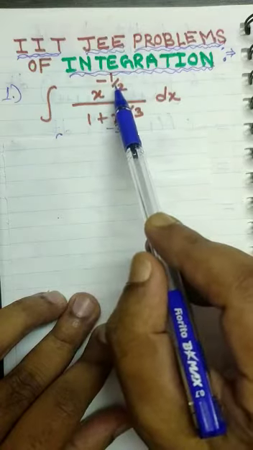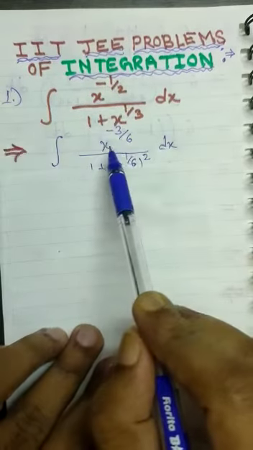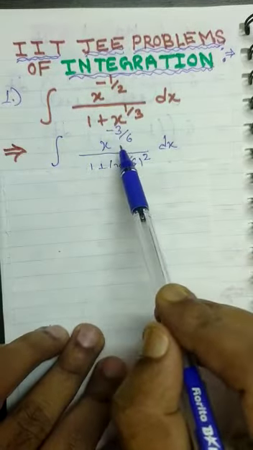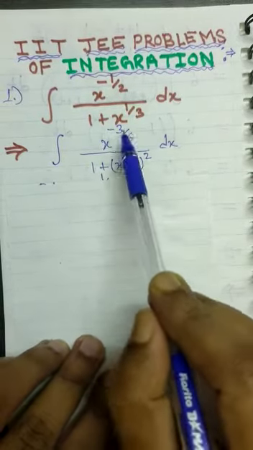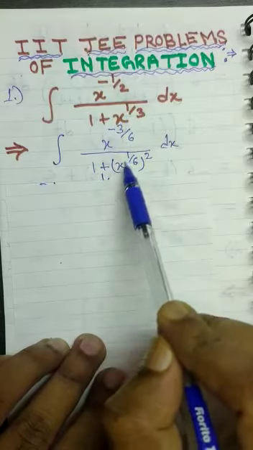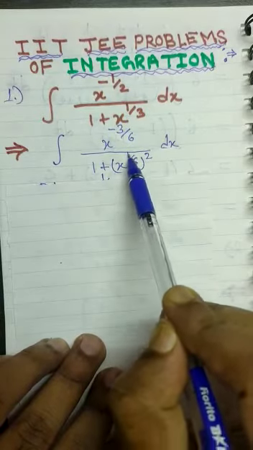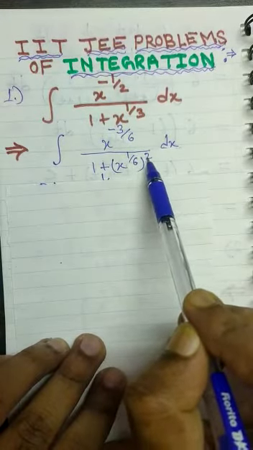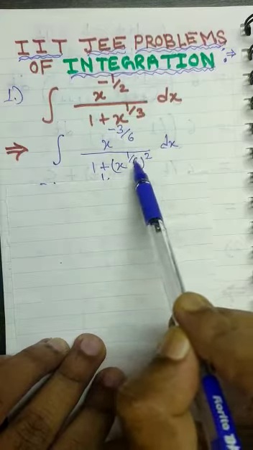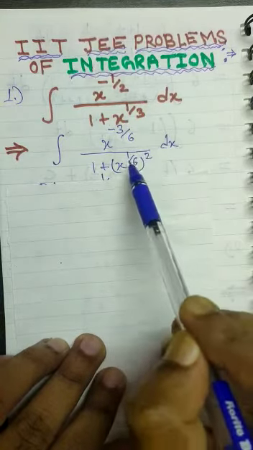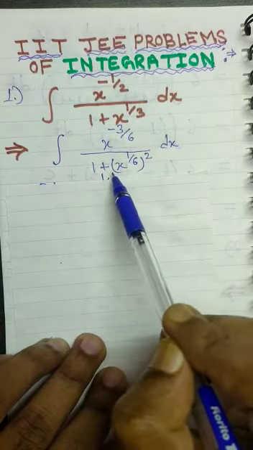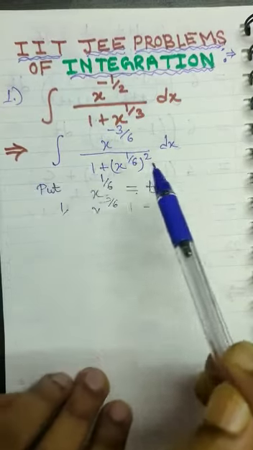Power is minus 1 by 2. I am making it minus 3 by 6. As you know, minus 3 by 6 is equal to minus 1 by 2. X to the power 1 by 3, I am taking as x to the power 1 by 6, the whole square, because you know exponents are multiplied. So 1 by 6 into 2 is 1 by 3. Why I am taking it like that, you will understand now.